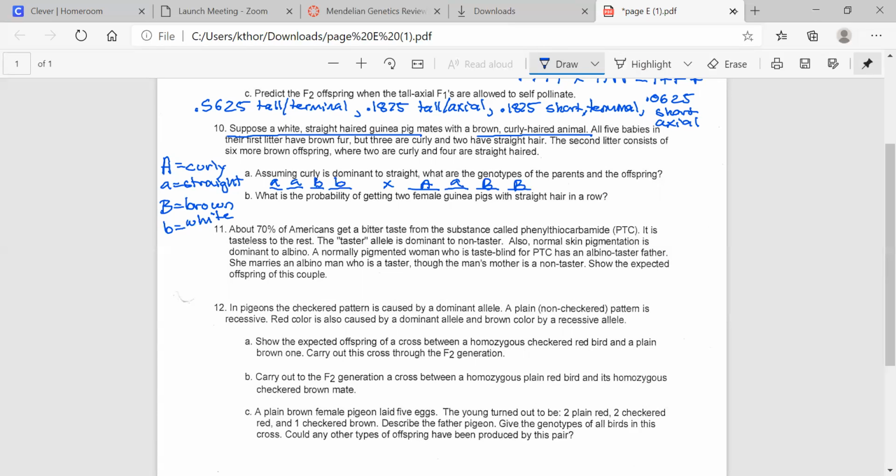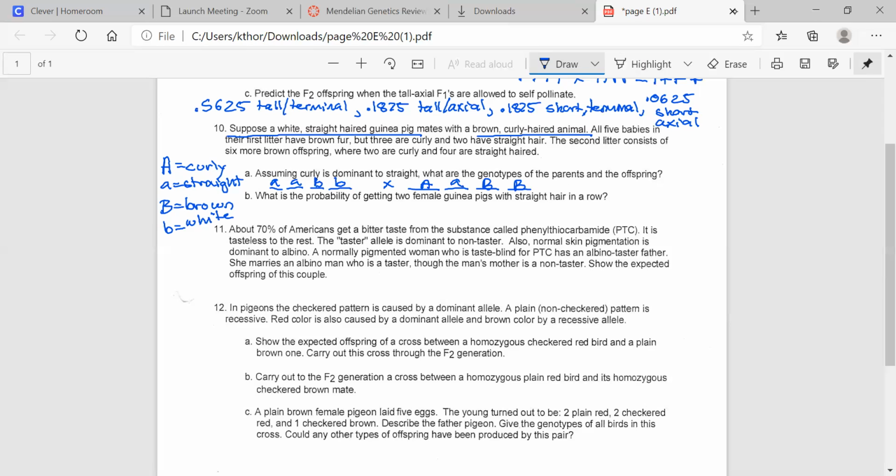The reason why this first parent, the white straight-haired parent, is homozygous recessive for the type of hair is because there were some that were curly, but because she or he, whatever it is, has straight hair, actually, the straight hair is a recessive trait. It says assume that straight is recessive to dominant.